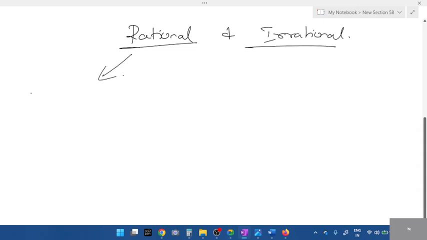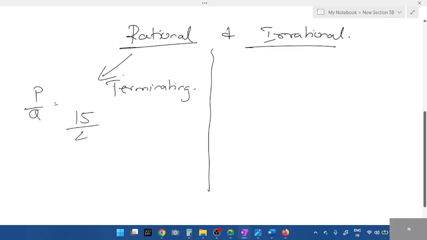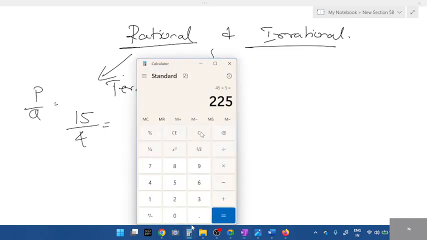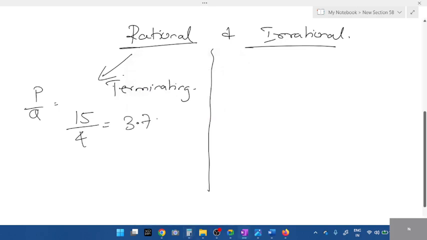Okay, now the difference between rational and irrational numbers, students. See, rational numbers are all the even numbers, odd numbers, anything in the form of P by Q. All these are rational numbers. And all the terminating numbers are also rational numbers. Terminating in the sense, yesterday I gave an example: if I divide 15 by 4, you get 3.75. The calculation stops. This is known as terminating.